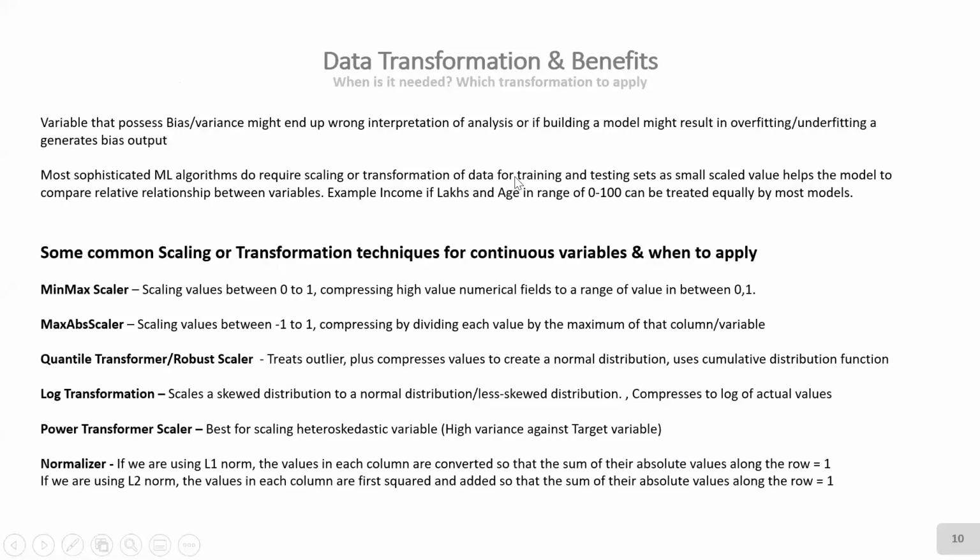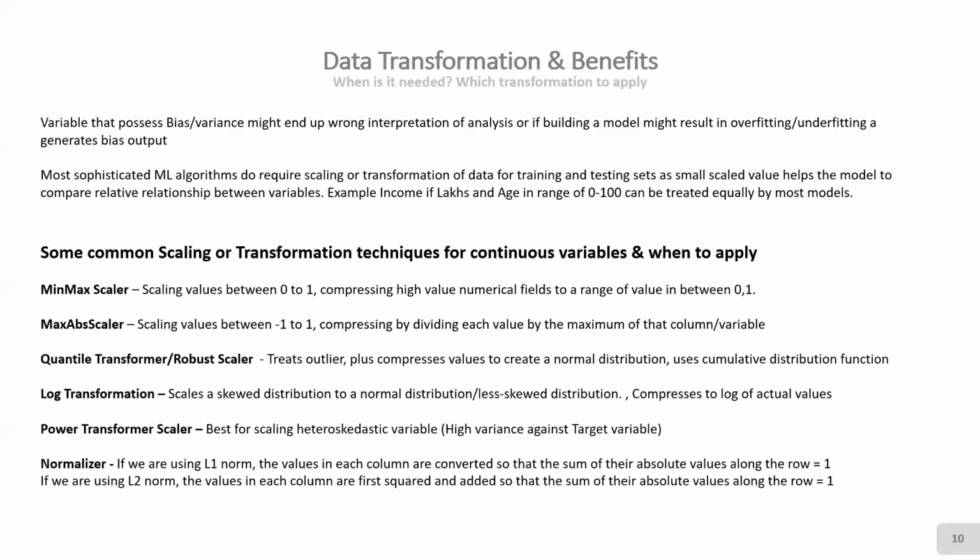Now, talking about data transformation and its benefits: for variables that possess high bias and high variance, even after doing some kind of outlier treatment, you may still feel there are certain values leading to skewness in your data, and you need to amend those aspects, because highly skewed data might not lead to the right outcome of the model. So there has to be a sophisticated, robust approach that you apply in transforming or scaling your data.